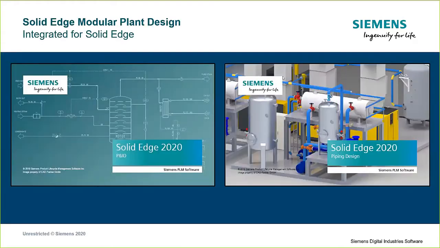The Siemens offering of Solid Edge Modular Plant Design consists of 2 products, Solid Edge P&ID and Solid Edge Piping Design. And this has been integrated for the Solid Edge. And we're going to take a deep dive into both of these.